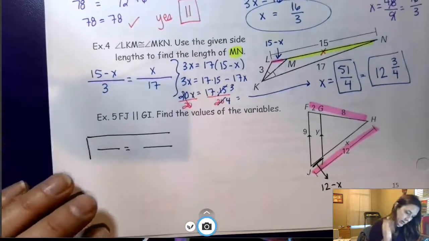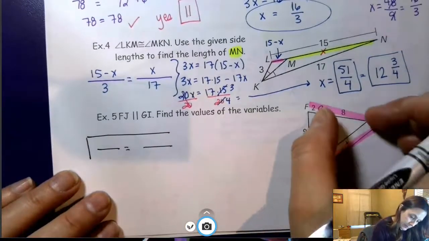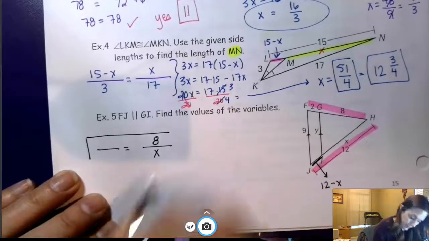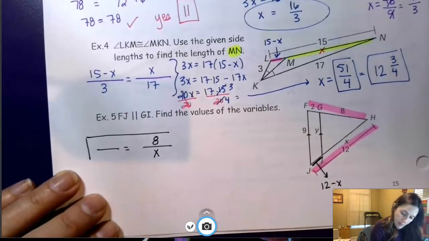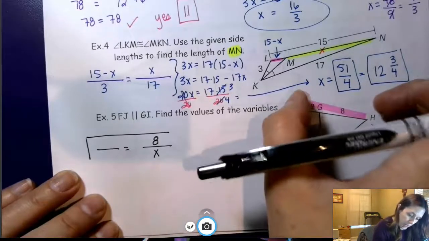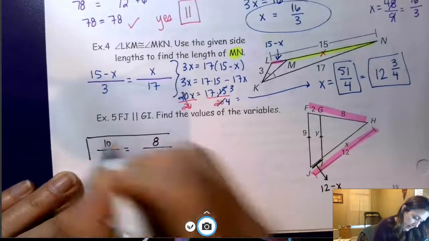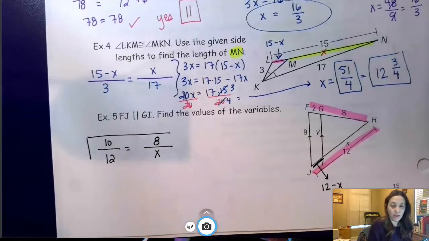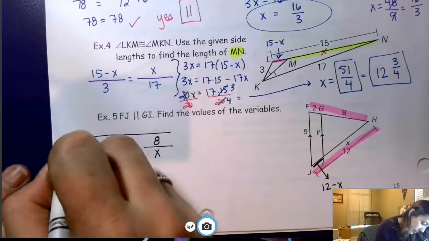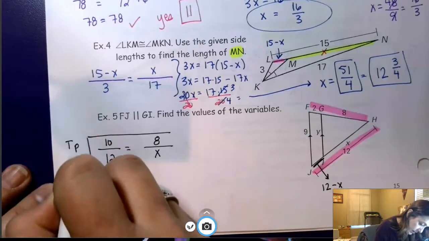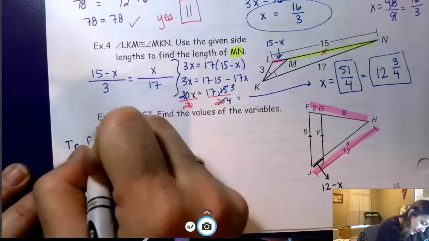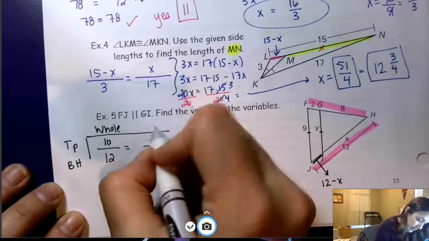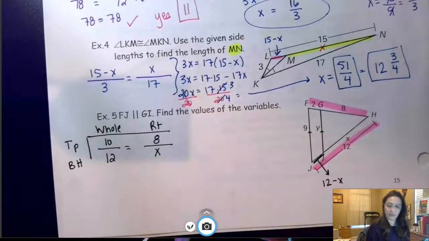If I already know that this piece is 8 and this piece is x, I can put those together over here. If I know that the whole top is 10 and the whole bottom is 12, I could set it up that way. Make sure you're consistent. I'm going to put top here, bottom here. This is the whole length, and this is the length on the right. And I'm consistent.